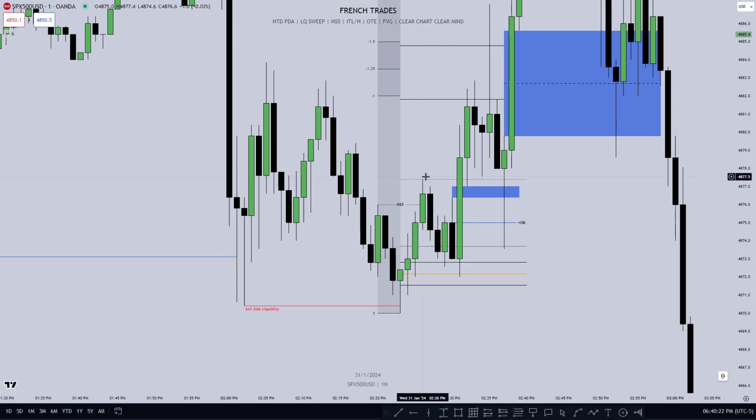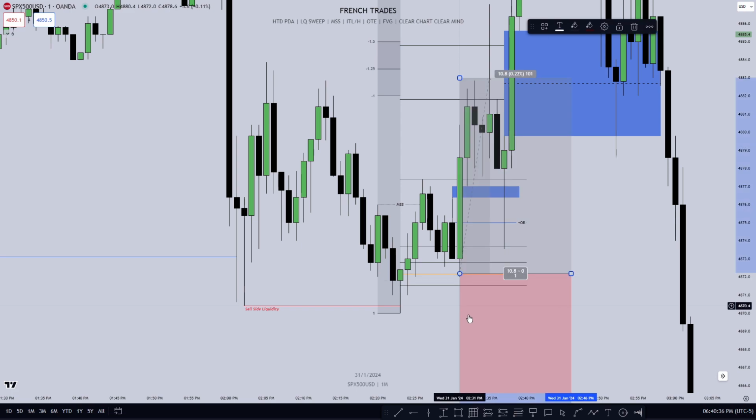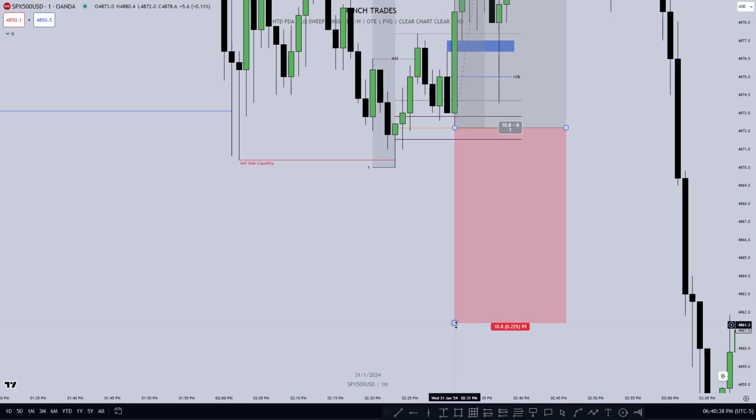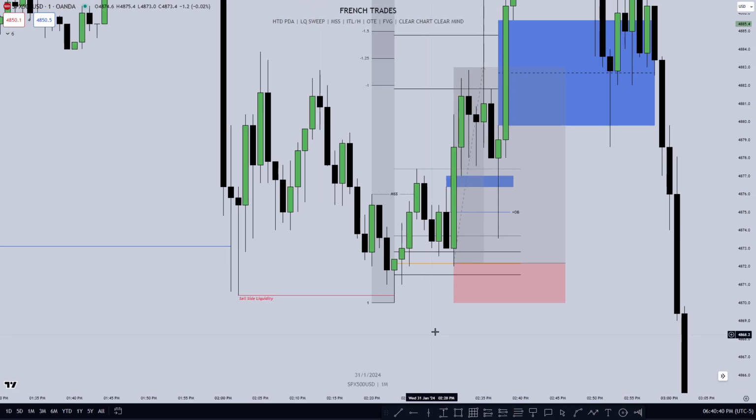Boop. This little tiny range creates an OTE where you could enter, obviously target the lows because this is a very risky one, and never go into drawdown. You'd be in drawdown for like half a second.